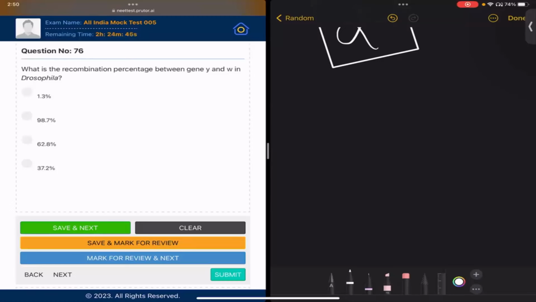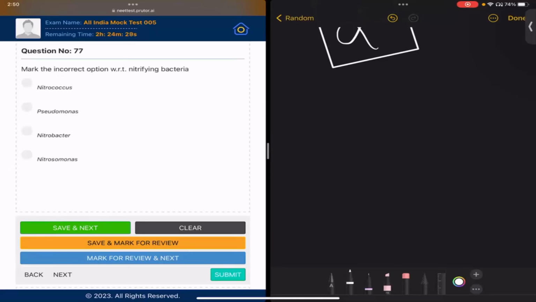Which is the recombination percentage between gene Y and W in Drosophila? Y and W, there is a chart in NCERT. Y and W recombination percentage, it is going to be 1.3 or 37.2. But Y and W क्या था? ये I do not recall now. So I'll leave it for now, mark for review.